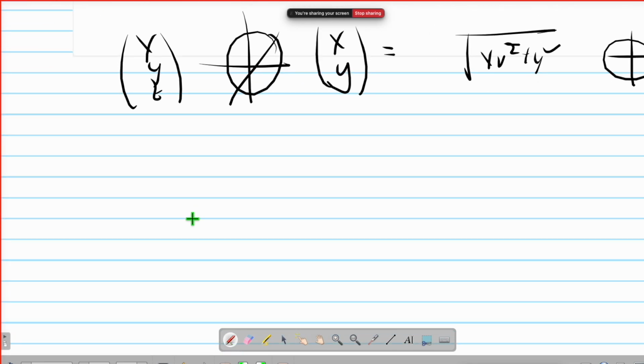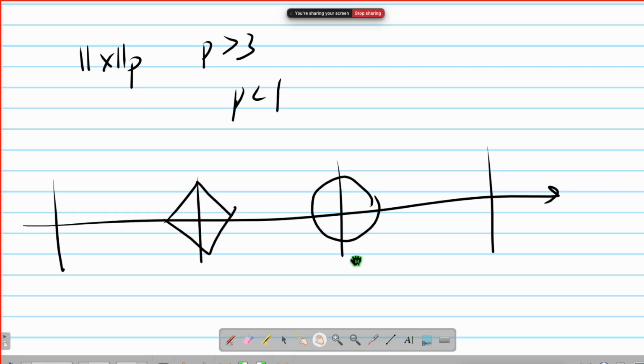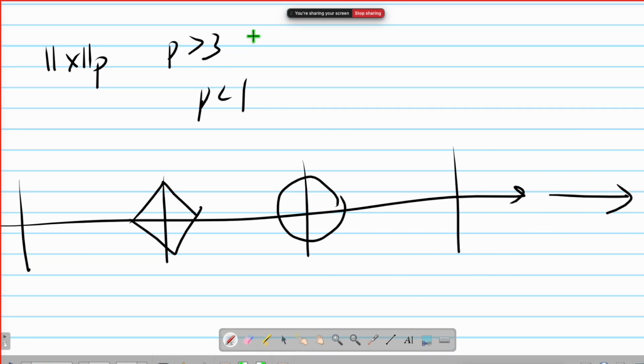And just to let you know, what about the Lp norm for p larger than 3, and then p smaller than 1? So this is just some figure. I have a bunch of coordinates here. This is the L1 norm, which looks like this. The L2 norm looks like a circle. What about the L infinity norm? You can let p go to infinity, right? Let me tell you, L infinity will be a square like this.